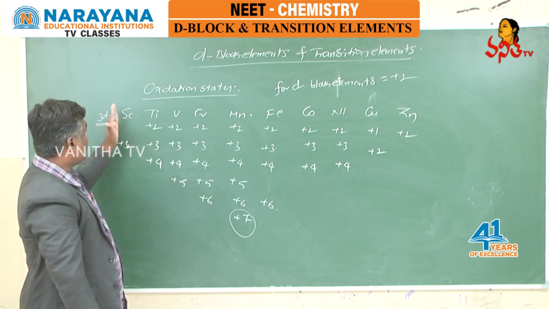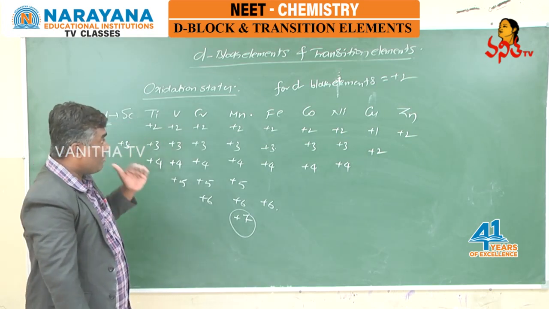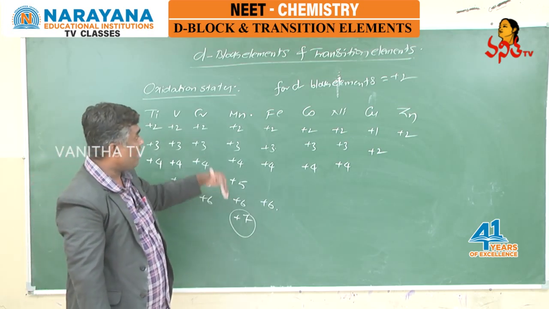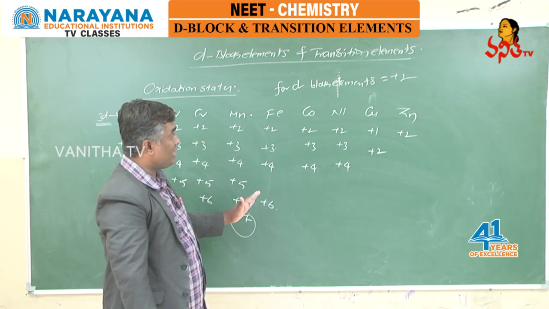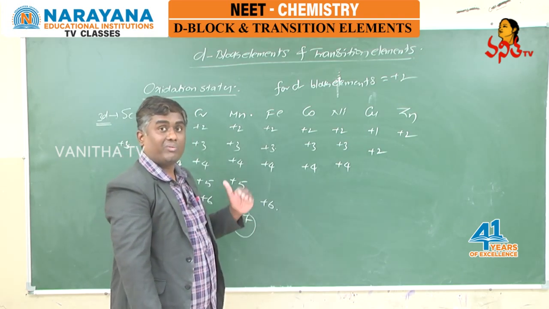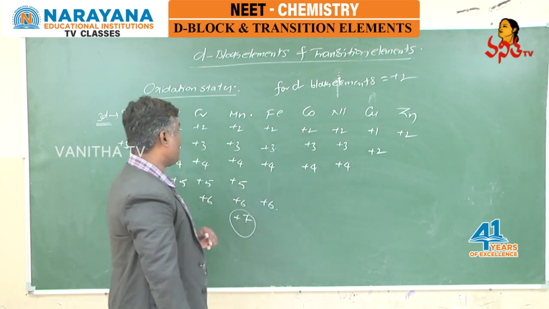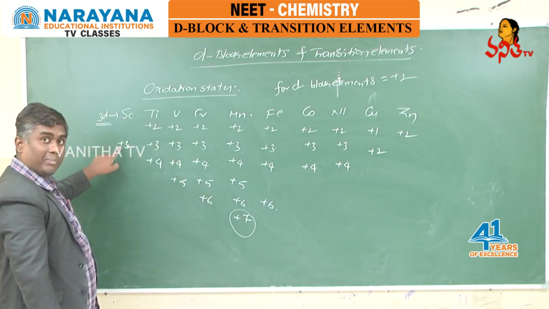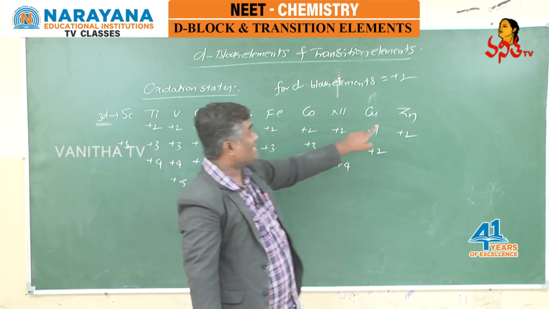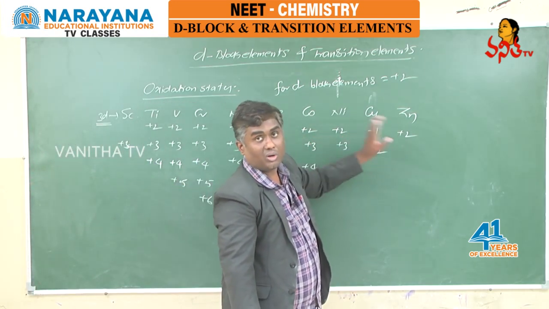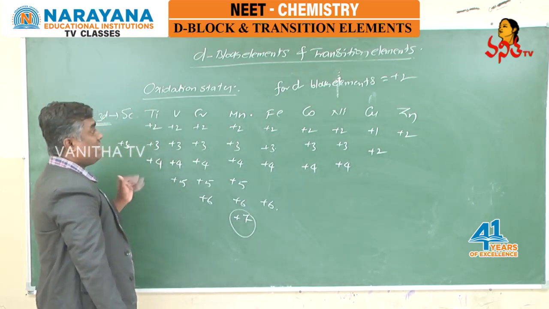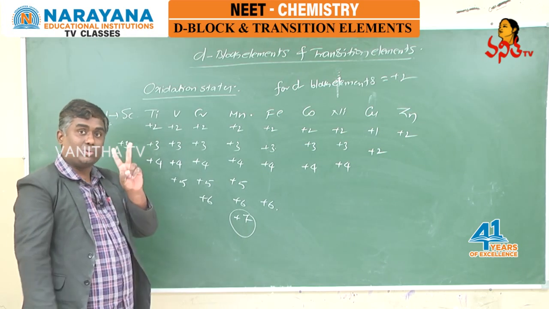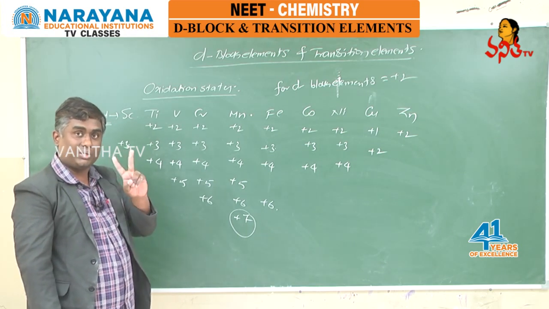And here, from scandium to manganese, the ability to exhibit more varieties of oxidation states increases. Again, after manganese, the ability to exhibit the highest oxidation state and more varieties of oxidation state gradually decreases. If you see, in the 3D series, scandium can exhibit only the +3 oxidation state, whereas zinc can exhibit only the +2 oxidation state, right? And here, the oxidation states of D block elements, or transition elements, are classified into two types.